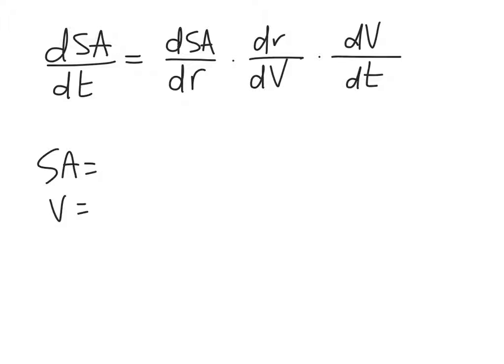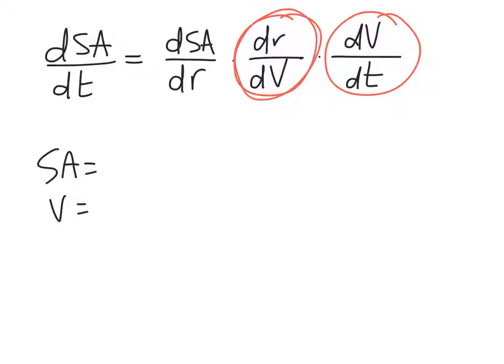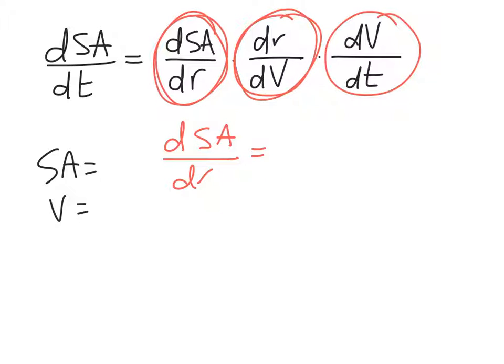Right, so how does the volume change with time? That's this one. What's the link between the volume and the radius, and what's the link between the surface area and the radius? So dSA by dr is equal to 8 pi r. Right, remember from the last slide, surface area was 4 pi r squared.